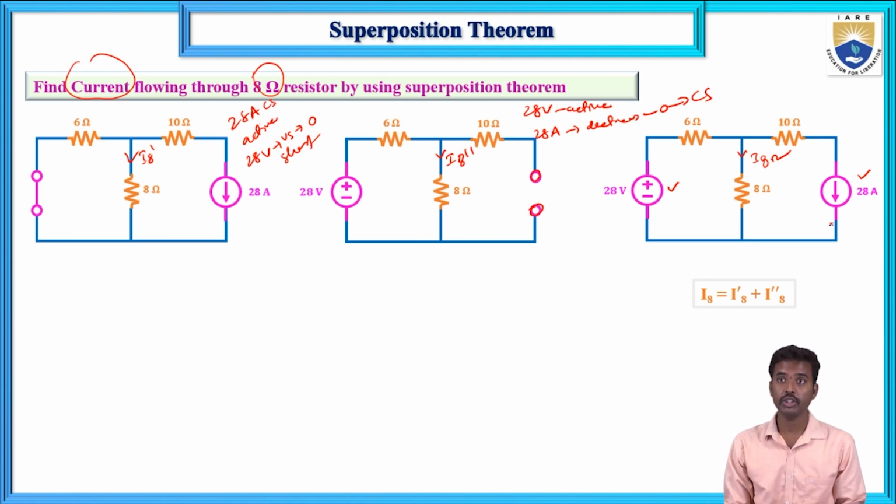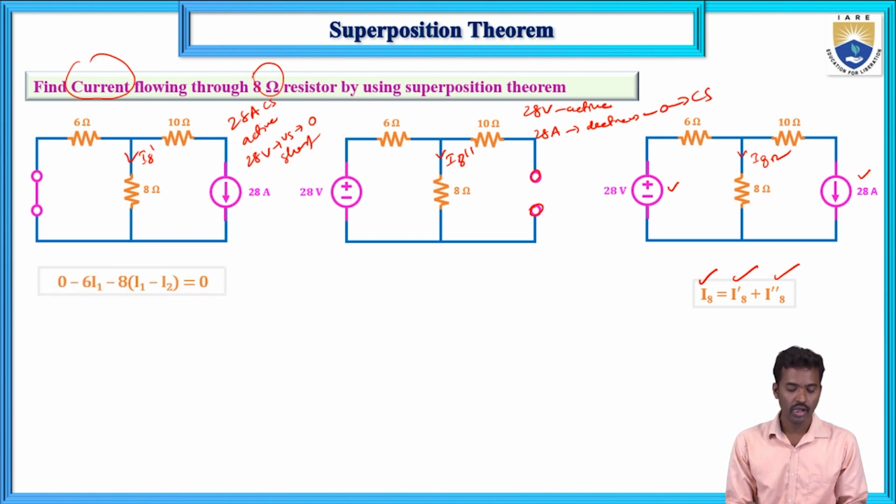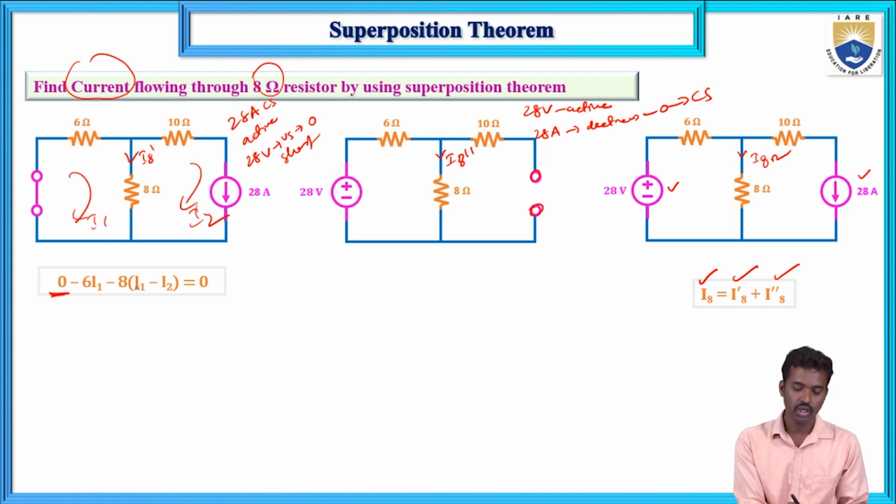According to the superposition theorem, total response equals the sum of the individual responses. The 8 ohms resistor current is the total response, and this is individual response 1 and this is individual response 2. First find out individual response 1. Here this 28 volts is replaced by a short circuit, means this value is 0, and this 6 into I1 is the resistive drop, minus 6 I1, and this is the 8 ohms resistor drop. This current is I1 minus I2, this is I1 and this is I2.